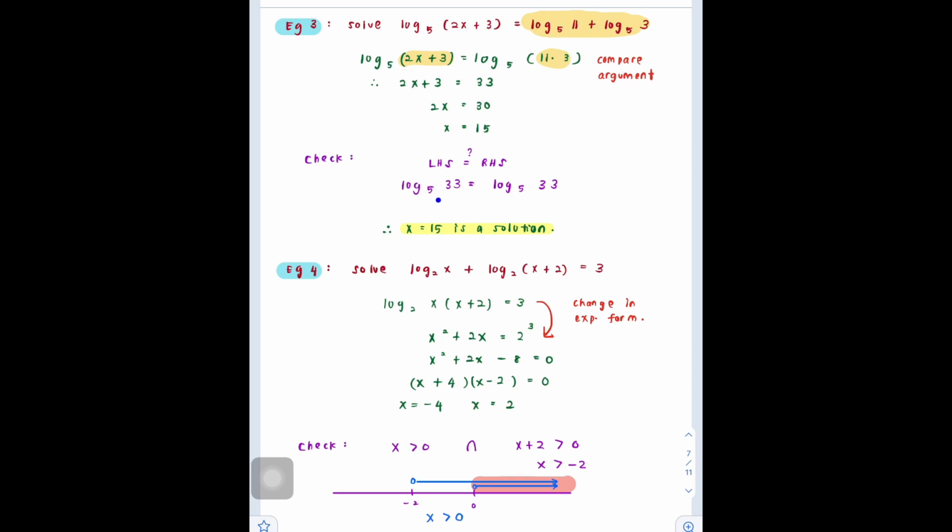So you have log base 5 of 33. The right side, you have log base 5 of 11 times 3. If you combine this, 11 times 3 is 33 also. So you have the equal value. That's why you can conclude that x equal to 15 is a solution. Okay.